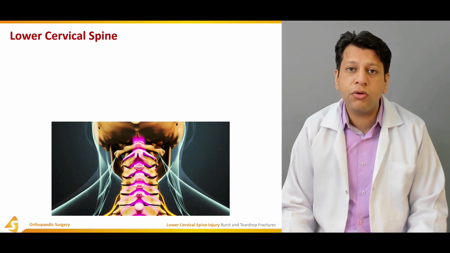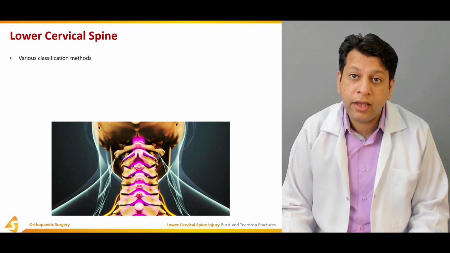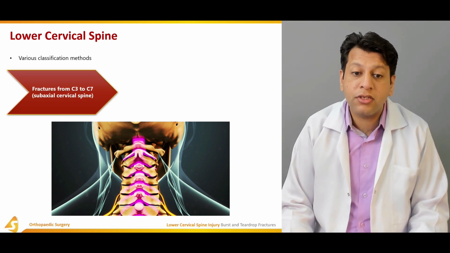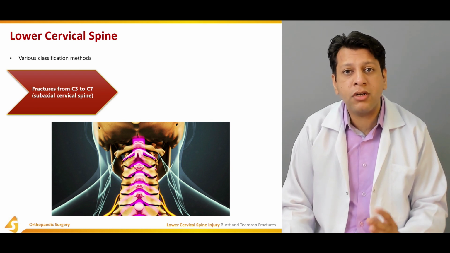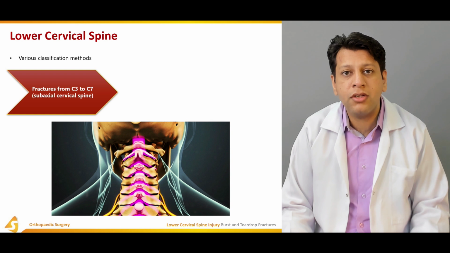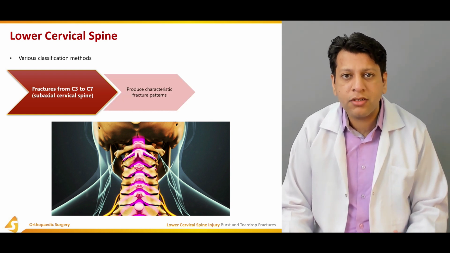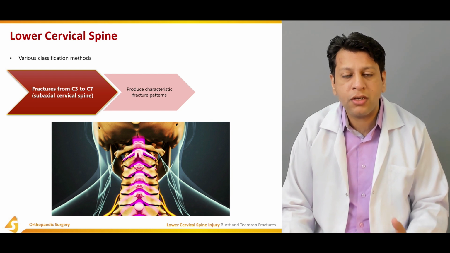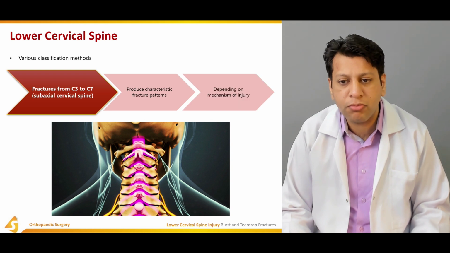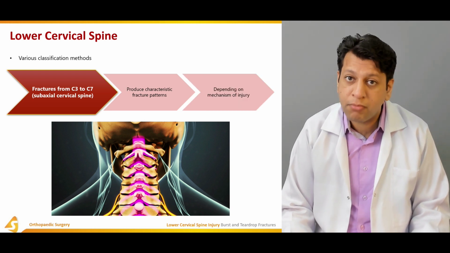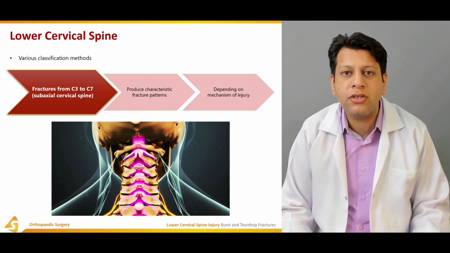Now, as you know, the lower cervical spine is found from C3 till C7, and it is actually called the subaxial spine. As I told you, the occiput, C1, and C2 are the upper cervical spine, and from C3 till C7 it's the subaxial spine. Usually these characteristic fracture patterns can be divided into either the burst type or the teardrop type, depending upon the mechanism of injury, whether it's hyperextension, hyperflexion, or axial compression or not.